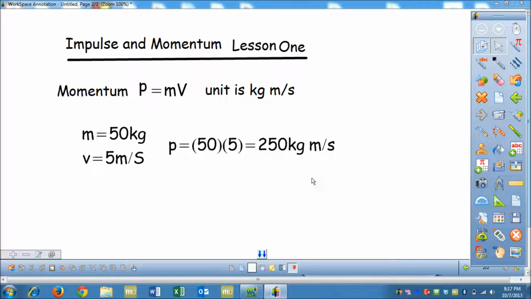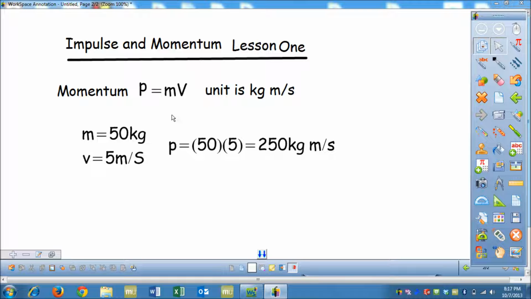So that's momentum. Mass times velocity. It's pretty straightforward. It actually is a vector like velocity. It has a direction. It can be positive momentum, negative momentum. Momentum can be at an angle. It can have a particular direction, just like velocity.